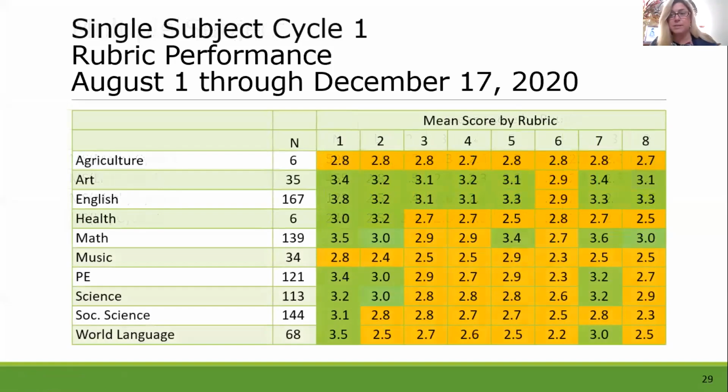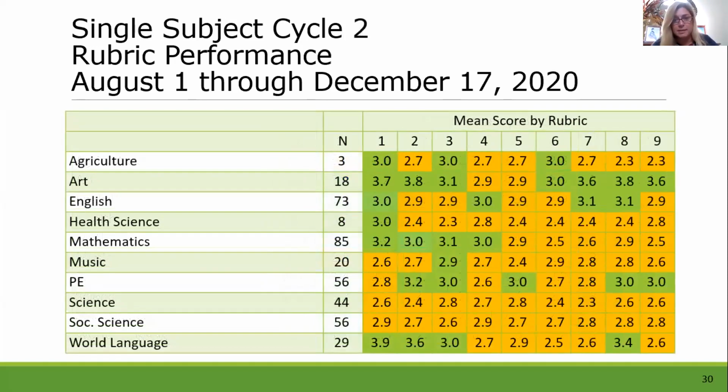All right, so that was multiple subject rubric level performance. Let's take a look at single subject cycle one rubric level performance. And look at that, all the way down rubric six, we're seeing the lower sets of scores, none in the green, if you will, across the various content areas. And moving on to cycle two, for single subject, next slide please. Rubrics five and six come out here.